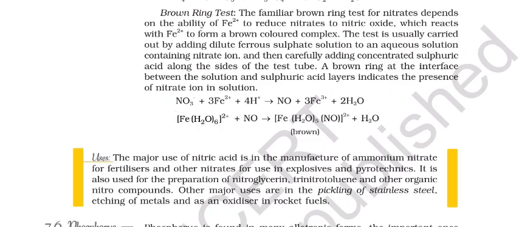Brown ring test. The familiar brown ring test for nitrates depends on the ability of Fe2+ to reduce nitrate to nitric oxide, which reacts with Fe2+ to form a brown colored complex. The test is usually carried out by adding dilute ferrous sulfate solution to an aqueous solution containing nitrate ions and then carefully adding concentrated sulfuric acid along the side of the test tube. A brown ring at the interface between the solution and sulfuric acid layers indicates the presence of nitrate ion in solution.